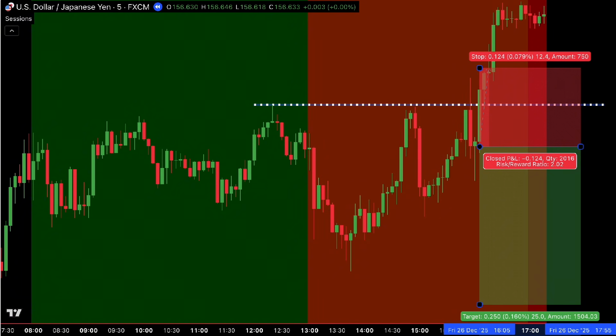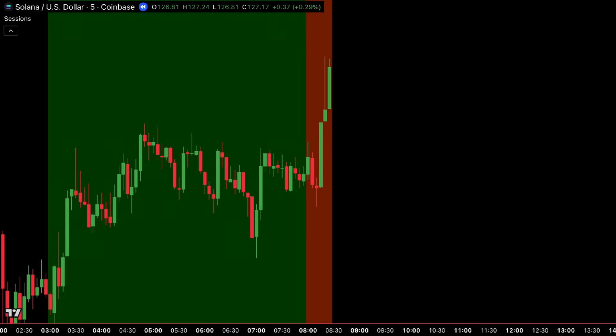Why? Because you ignored one critical rule: higher time frame alignment. If you trade on the 5-minute chart, you must check the 30-minute chart. And in this example, the higher time frame was bullish, so the short setup was against the larger move. This trade should have been ignored. Now look at the final example.